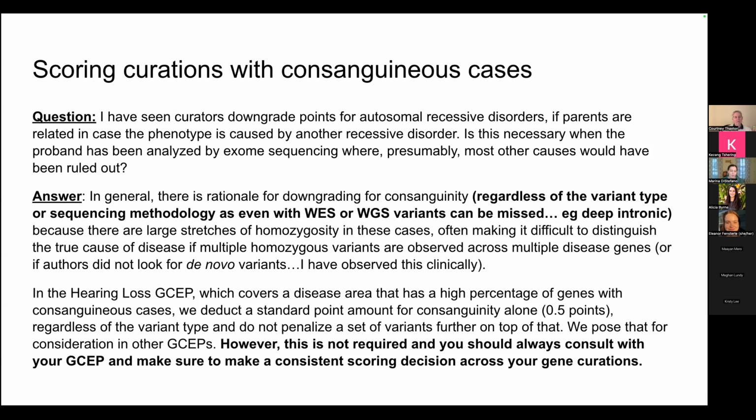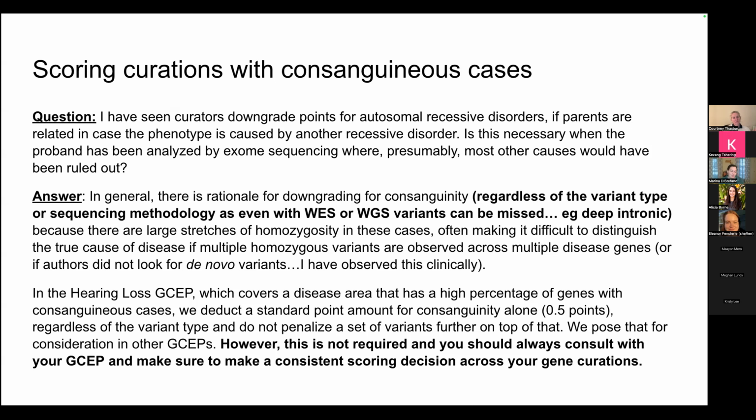In general, there is rationale for downgrading for consanguinity, regardless of the variant type or sequencing methodology, as even exome sequencing or genome sequencing can miss variants. For example, I only sign out genomes in my clinical work. We only go 15 base pairs into the intron, so really, we're not using the full capabilities of genome sequencing there. So things can still be missed regardless of the technology. Obviously, it's a lot better than a single gene test, but still.